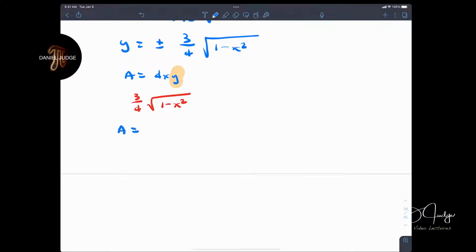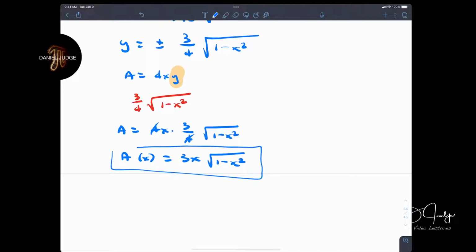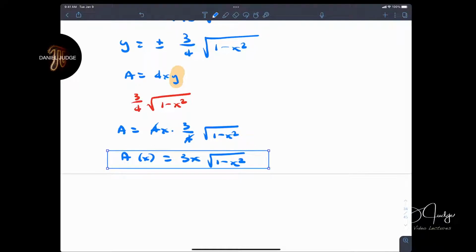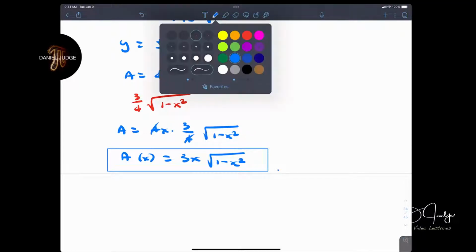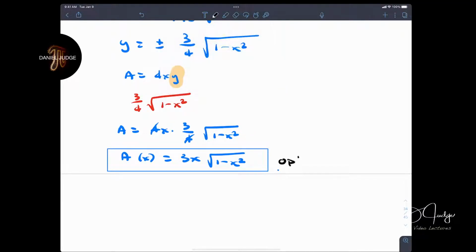What this means is 4x times 3/4 square root of 1 minus x squared. It looks like our 4's cancel, so that the area formula is 3x square root 1 minus x squared. So this is going to be what we use here. This is what we want to optimize. Okay, so that's the idea.